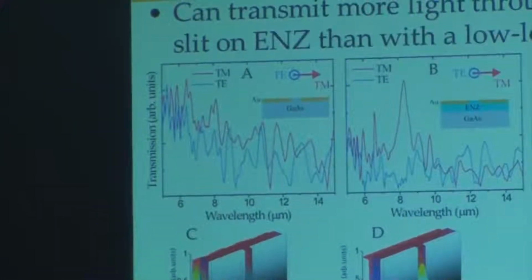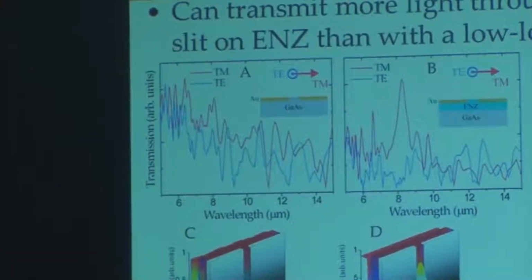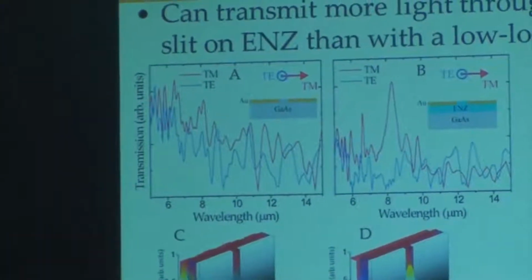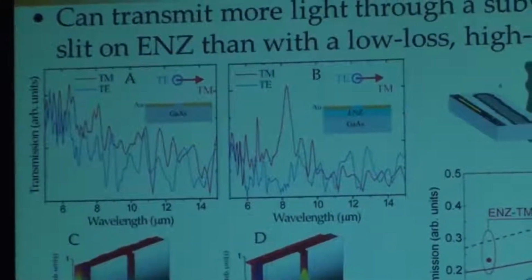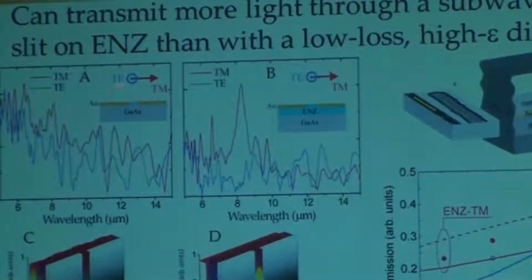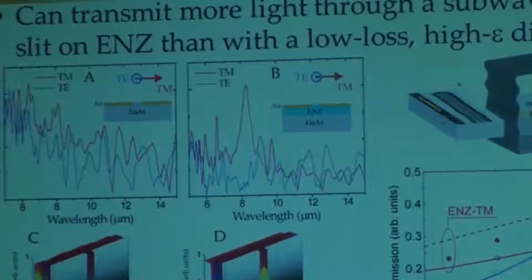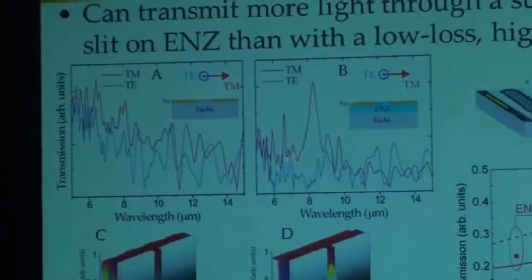Now, of course, when you introduce all those carriers into the highly doped semiconductor, you're introducing a lot of losses. But it turns out that at the ENZ frequency, the frequency where epsilon of that material is equal to 0, you can actually see a very strong, very distinct transmission peak. And when you compare it to the transmission through the lossless material, where the only losses are geometric losses, it's actually a significant improvement.